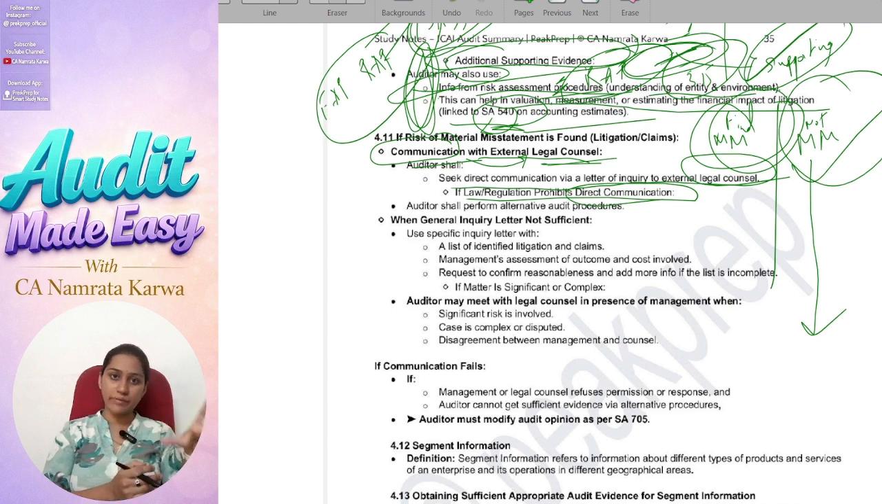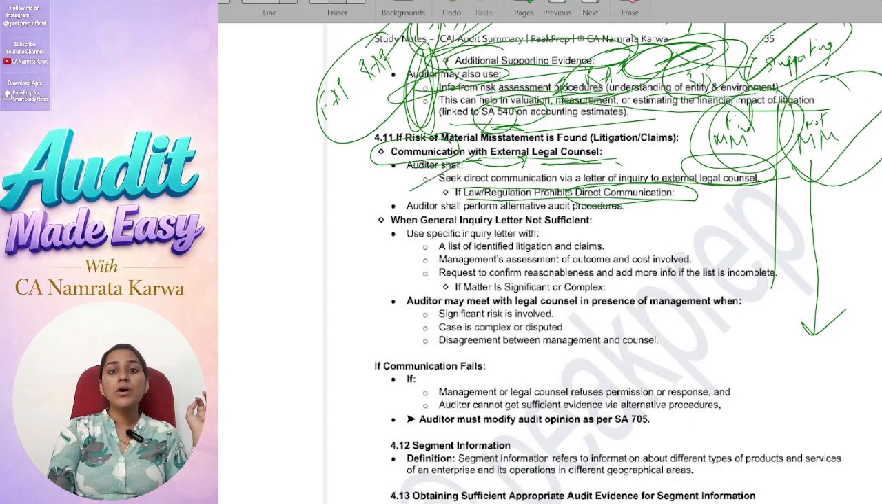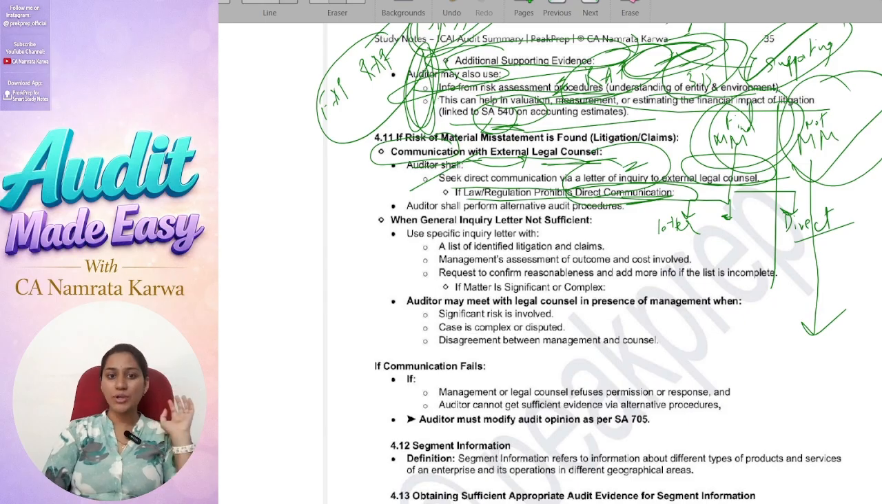When you review the minutes, you will get to know about such things. So first, you may send a normal letter of inquiry, or you may go for direct communication. So if material misstatement is found, either letter or direct communication.